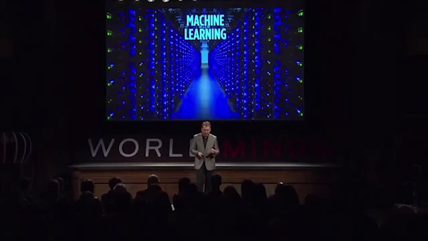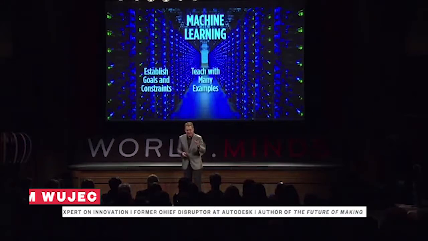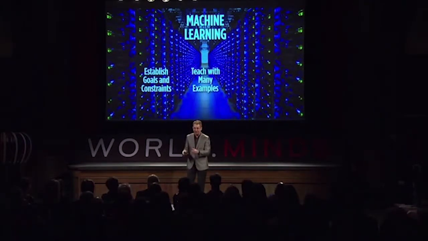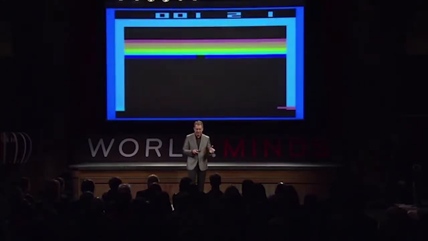The way in which it works is you establish goals and constraints, you teach the computer right from wrong through examples, and then you allow the computer to dream, to think, and to come up with alternatives. So let me show you some examples of this.